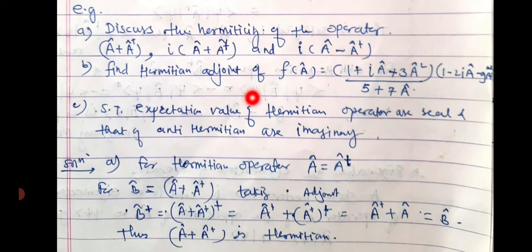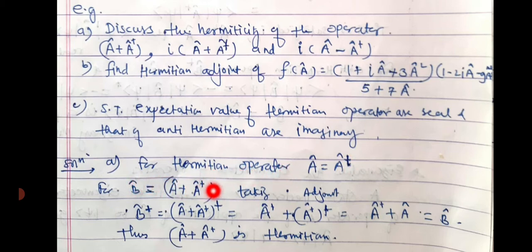B part, find the Hermitian adjoint of f of A, which is a function of operator given by this expression: 1 plus iA plus 3A squared, into 1 minus 2iA minus 9A squared, divided by 5 plus 7A. And third, show that expectation values of Hermitian operators are real and those of anti-Hermitian operators are imaginary. So for a Hermitian operator, A is equal to A dagger. This is the definition of a Hermitian operator.